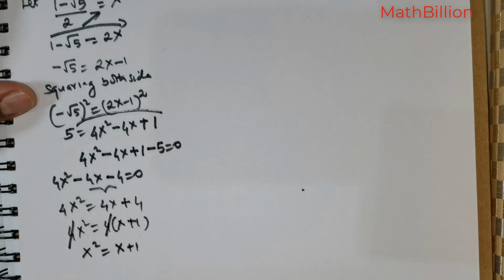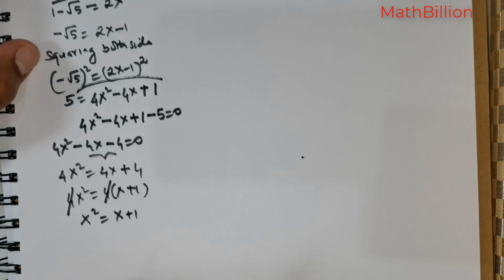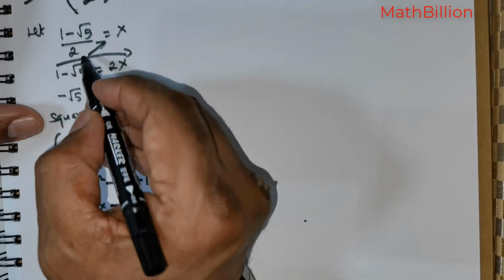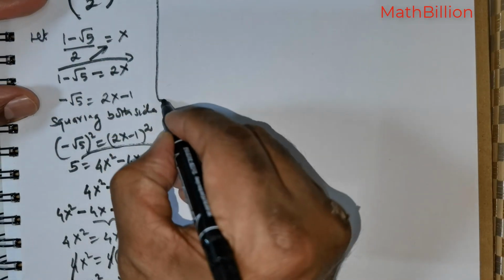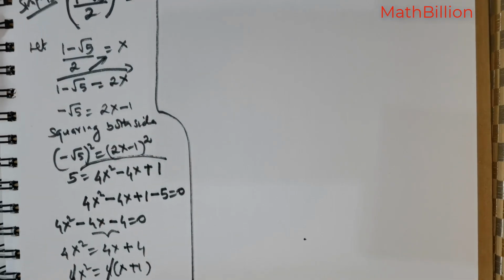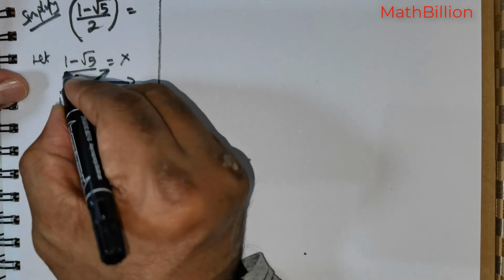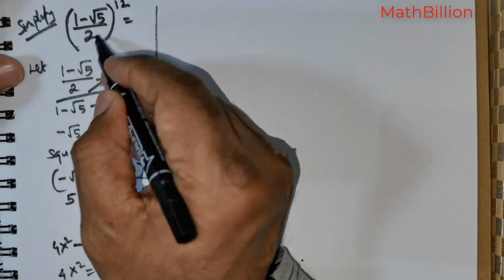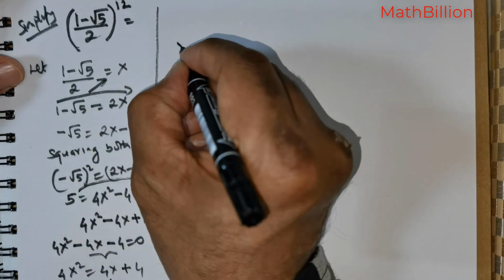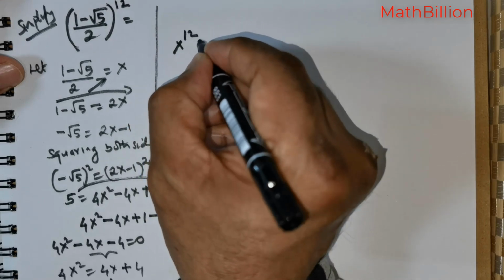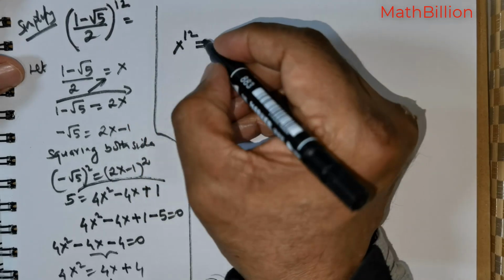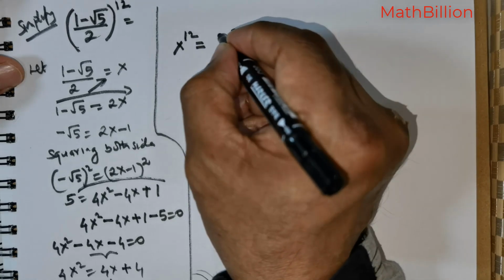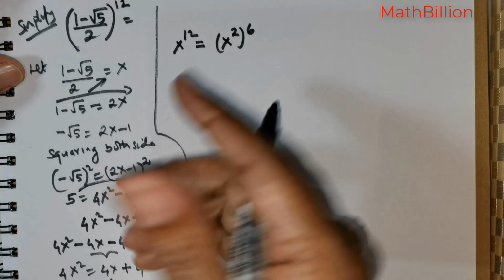Now this is a very crucial relationship that we would be utilizing in solving the question. We have taken (1 − √5)/2 to be equal to x, but we needed x to the power of 12. So this is exactly what is required. Now can I write x to the power of 12 as x² raised to the power of 6? Yes, it's possible.